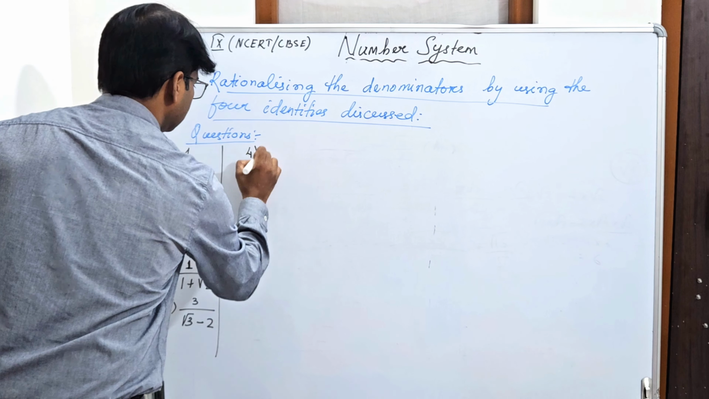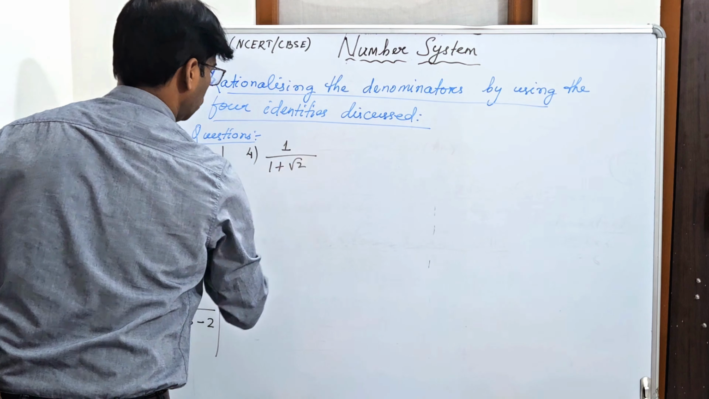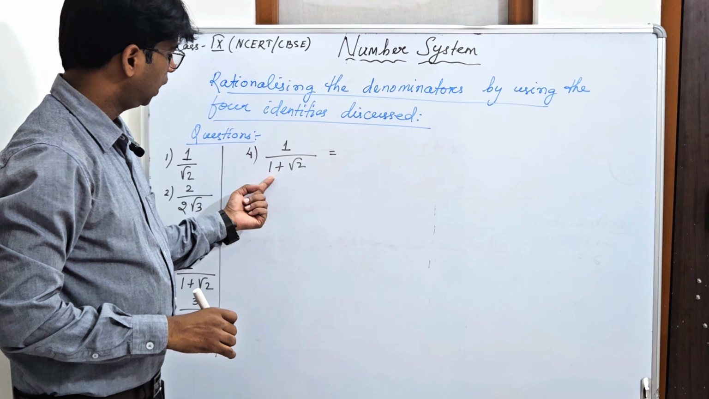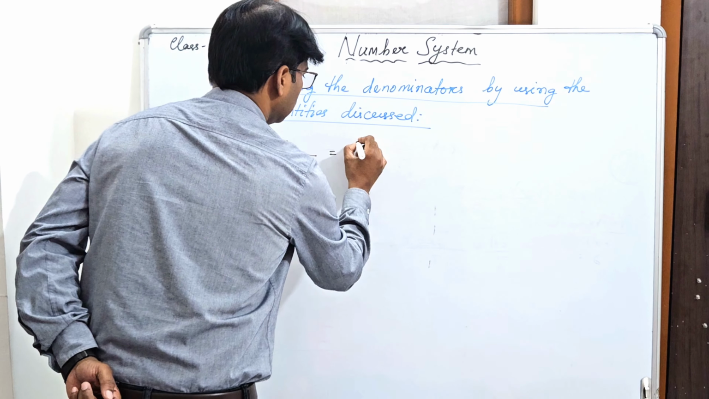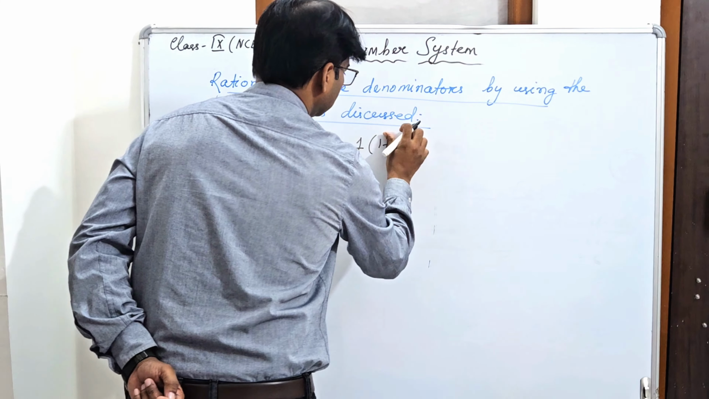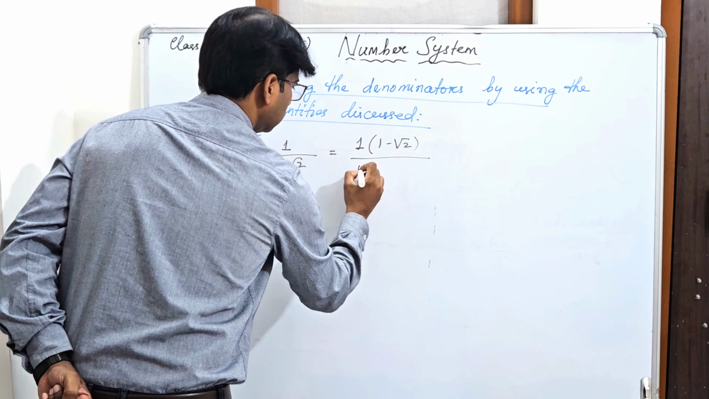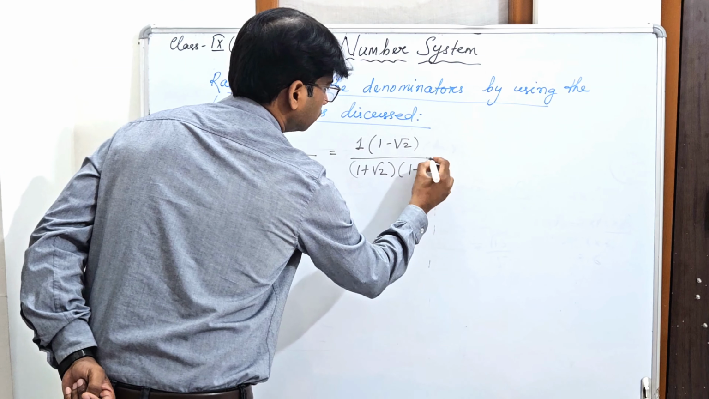Fourth one. It is what? 1 by 1 plus root 2. So now see, it is in which form? Denominator, A plus B form. That's why what you can write here? You can multiply here 1 minus root 2 in the numerator and 1 minus root 2 in the denominator also.